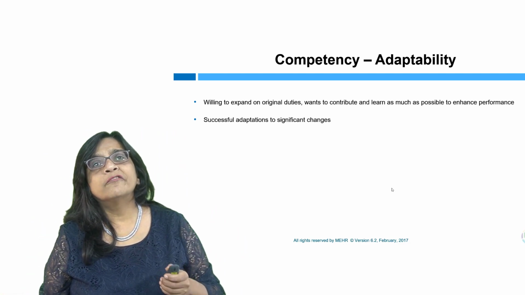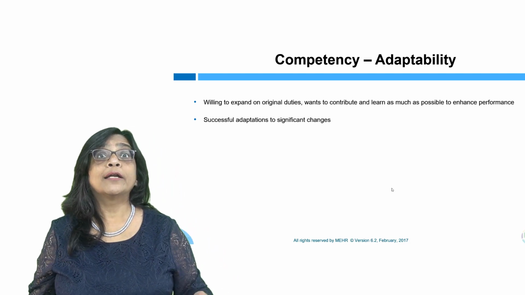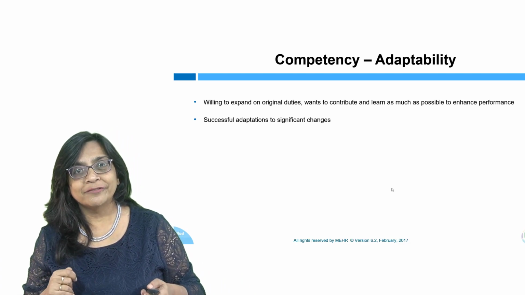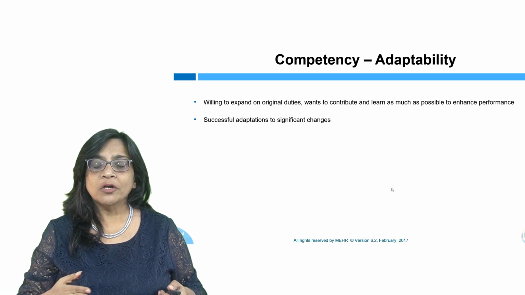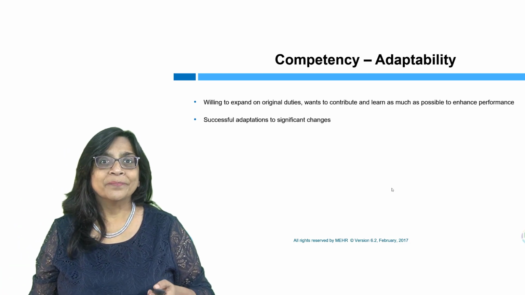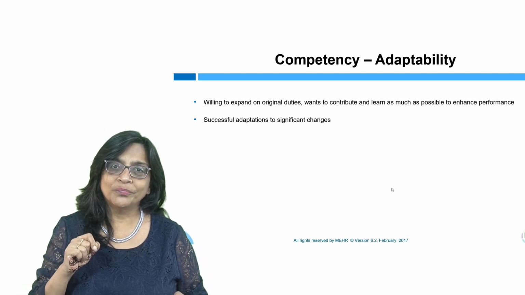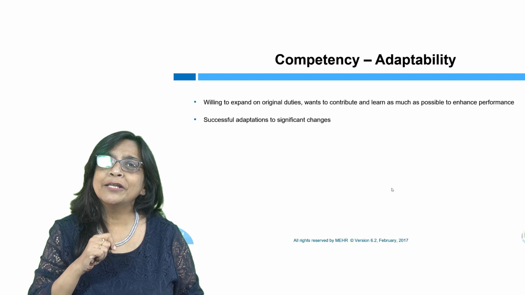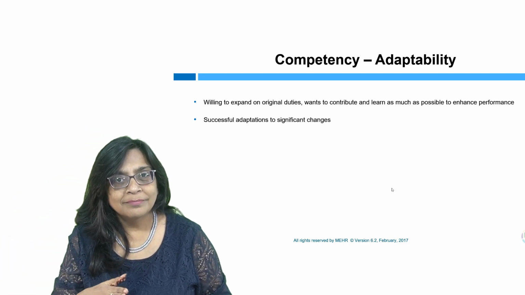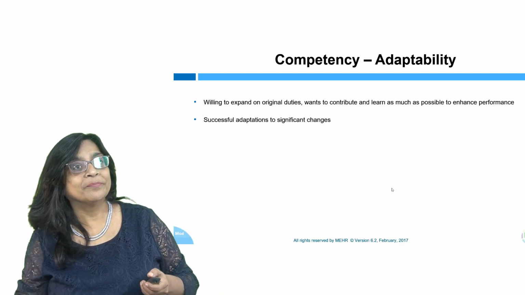Successful adaptation to significant changes. That's another indicator. Now that can be anything. If we're looking at Corona, for instance, how many people have adapted successfully to the situation? What about marriage? What about divorces? What about moving from one place to another? All those things are situations which people have to adapt to. Now you'll have to ask questions regarding that. What were the great significant changes in your life? What did you do? How did you manage? What were the new things that you learned to adapt?